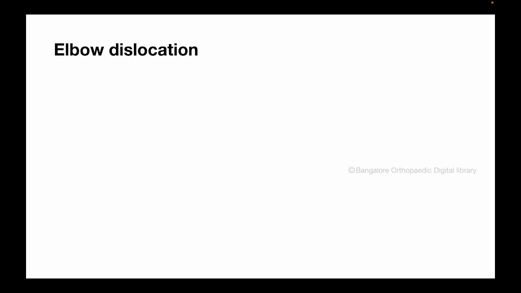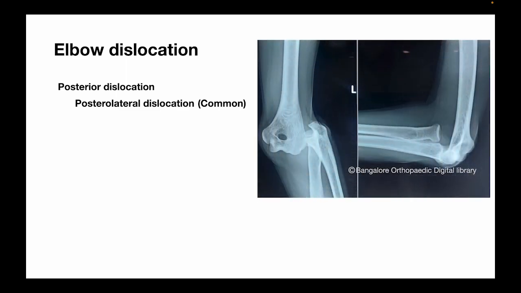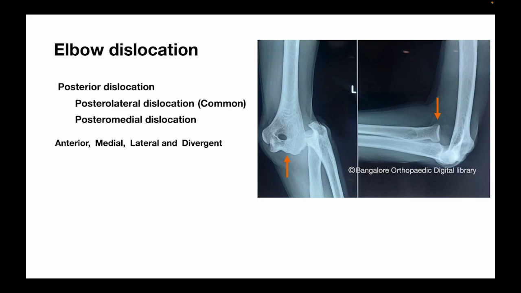Posterior dislocation of the elbow, especially in the posterolateral direction, is the most common type. Here you can see the empty distal humerus and here the radial head is dislocated. Posteromedial direction is the next common type. Dislocation in other directions such as anterior, medial, lateral and divergent are rare. Apart from the obvious deformity, patients are in significant pain and clinically assessment of the neurovascular status is mandatory.